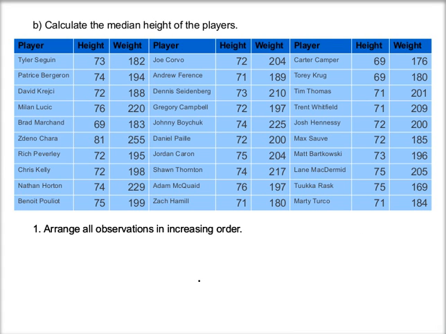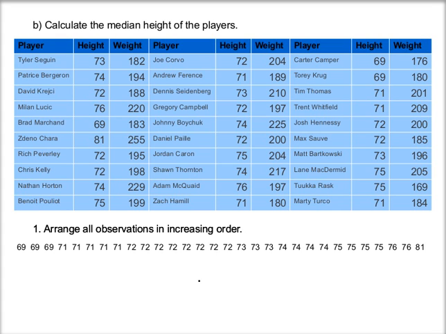For part B, I want to calculate the median height of the players. So the first step to find the median is to arrange all the observations in increasing order. An easier way to do this than going through the chart and trying to write them all down in increasing order would be to go back and look at your dot plot from problem 5.3, and you can use that to fill this in. So if you look at your dot plot, we've got 3 players with a height of 69 inches and then 5 players with a height of 71 inches and so on.